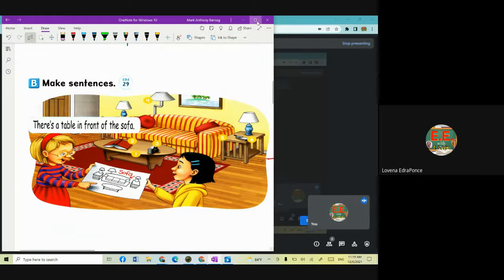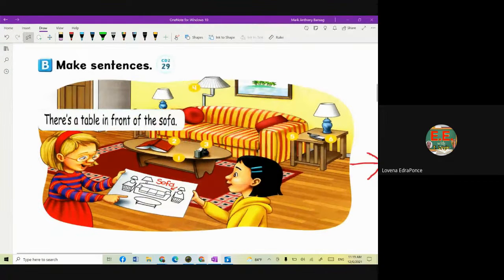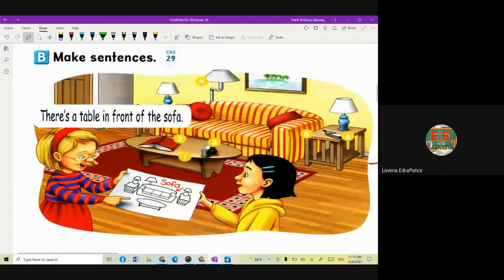Page 52. B. Make sentences. There's a table in front of the sofa. So there's a table in front of the sofa. Okay, this one is the sofa and this is the table. So there is a table in front of the sofa.